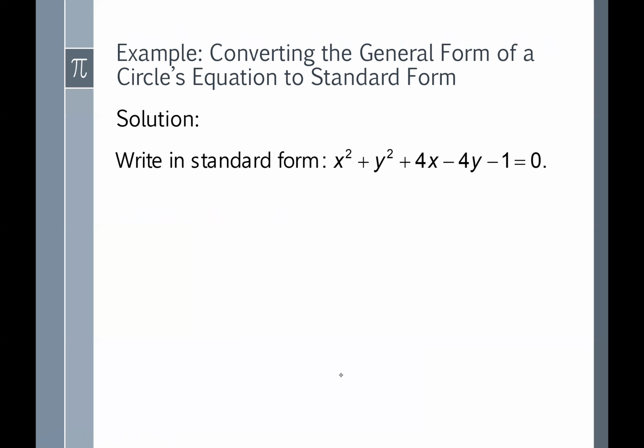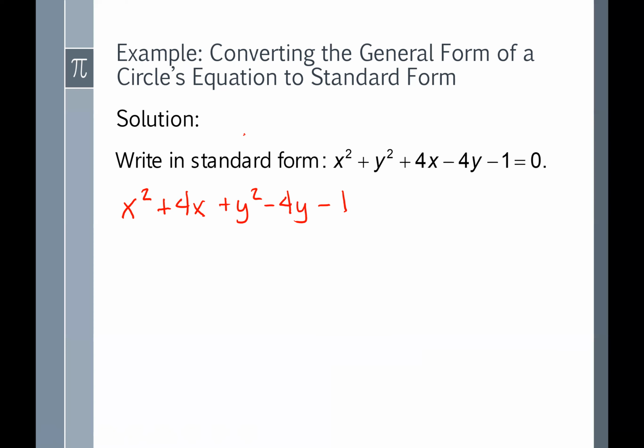So to be able to determine the center and radius of this circle in the coordinate plane, I do need to put this general form in standard form. And here are the steps that I'm going to use to do that. So the first thing I'm going to do is do a little rewriting. And I'm going to put the two x terms together. And I'm going to put the two y terms together.